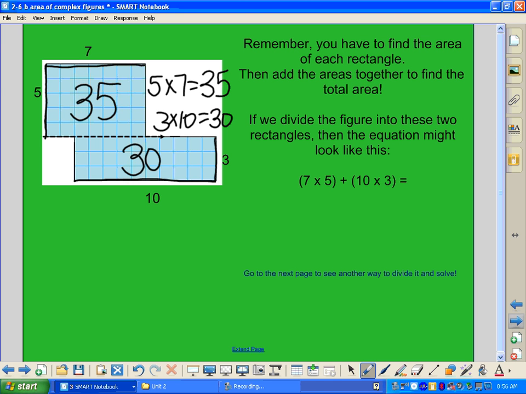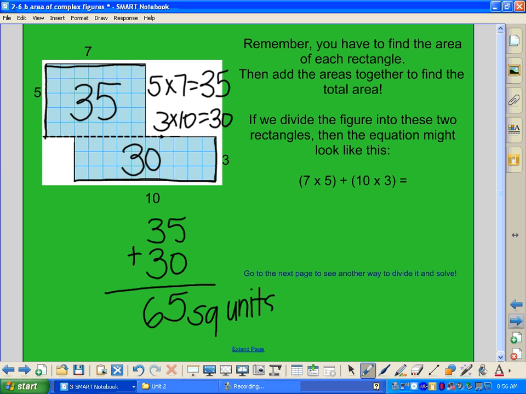Okay, then to find the total area, what do I need to do? Add them all together. So I would have 35 plus 30 is 65 square units. Because they didn't tell us what units we're using, it's 65 square units.